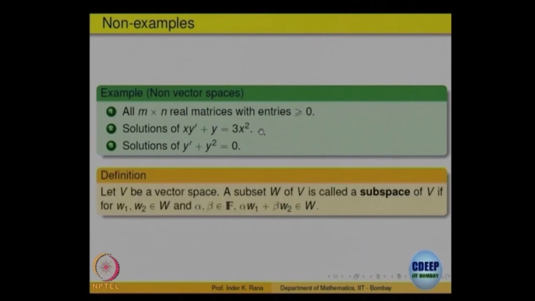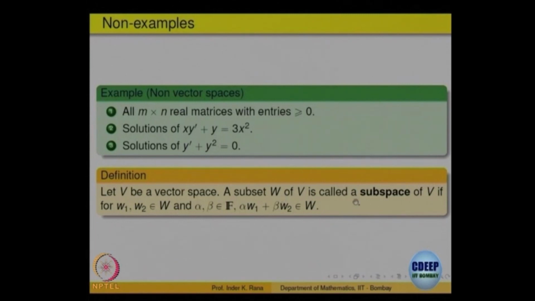So, let us define the concept of a subspace. Given a vector space and given a subset, we can think of treating the subset itself as a vector space, but that is possible only when, given two elements of the subspace, you add them and you again get an element of that subset, and a scalar multiple also should be part of it.